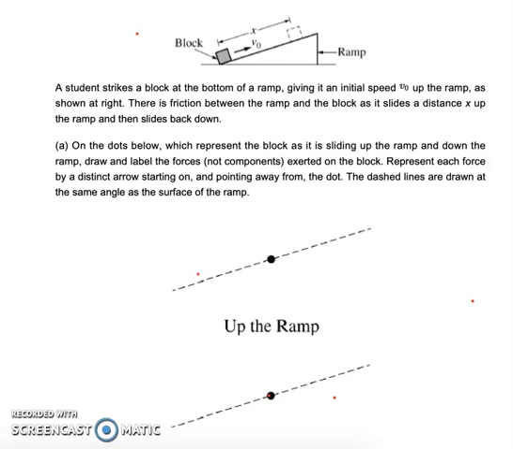All right, welcome to Solutions to AP Review number 2. We have two problems, one mostly involving forces, a little bit of kinematics, and friction plays a central role. In problem 1, we have a block that is struck and then slides up a ramp, comes back down.